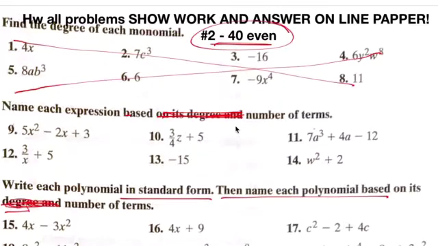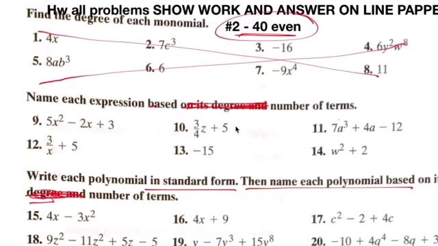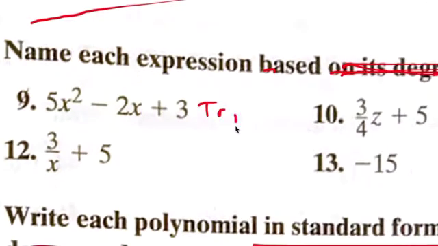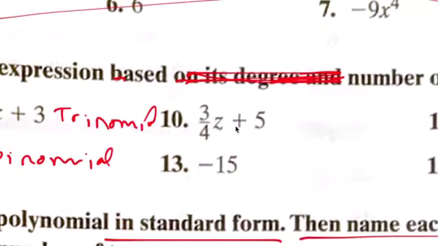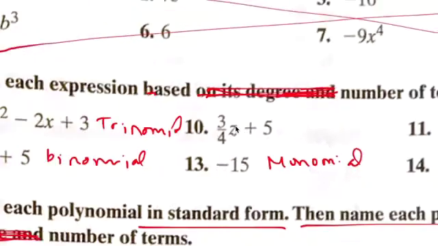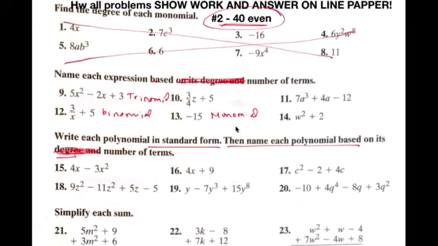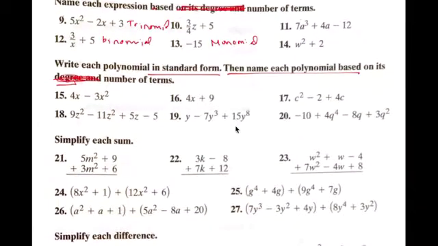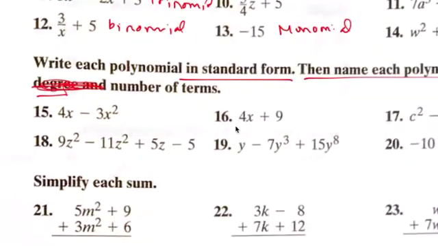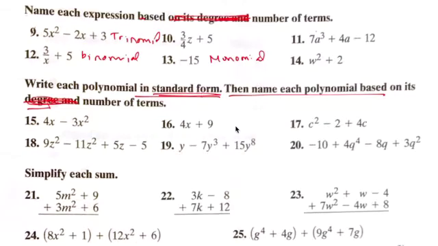Name each expression based on the terms, trinomial, binomial, and if there's 1, it's called monomial. Okay, name them. Write it in standard form. That means the greatest exponent first to the constant, which is by itself. Name it based on the number of terms.